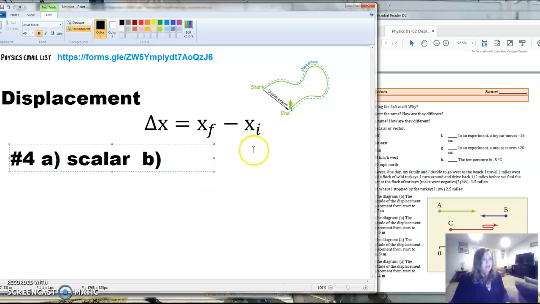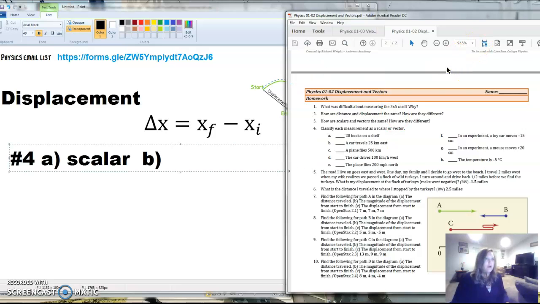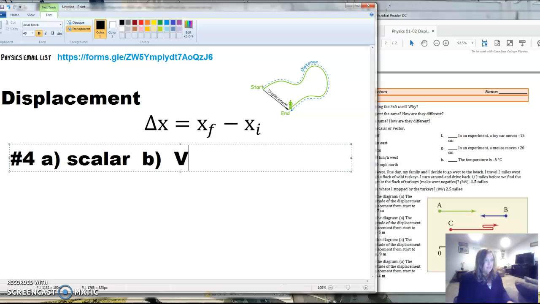B asks us, a car travels 25 kilometers per hour east. So 25 kilometers is a magnitude. East is a direction. So it actually is a vector. Okay, so we've got that direction in there, and that's why we need to know that, okay?